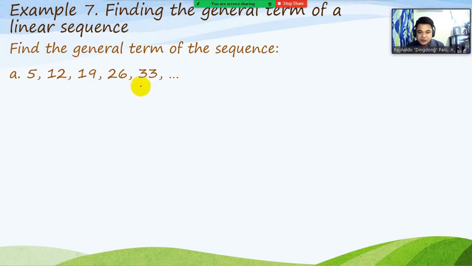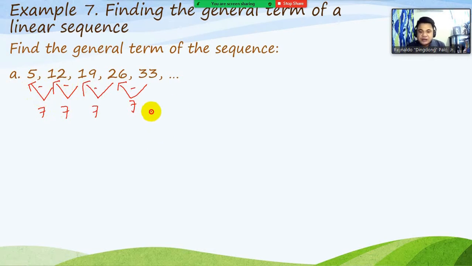How are we going to do that? Just subtract or get the common difference in the first level. Okay, so subtract from right going to the left. So 33 minus 26 is 7. 26 minus 19 is 7. 19 minus 12 is 7. And then 12 minus 5 is 7.